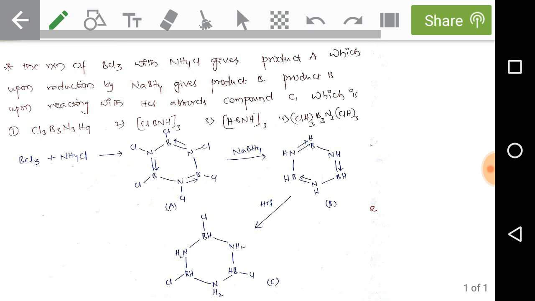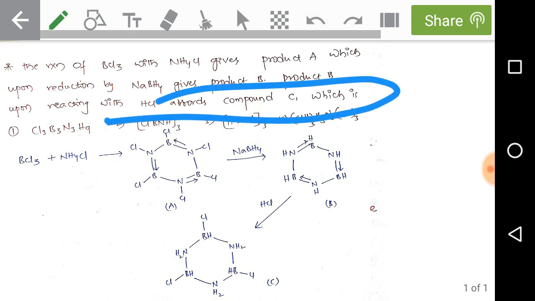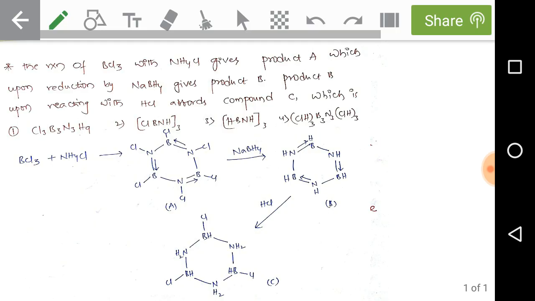Next one: the reaction of BCl3 with ammonium chloride gives product A, which upon reduction by sodium borohydride gives product B. Product B upon reacting with HCl affords compound C. In the first step, whenever boron trichloride reacts with ammonium chloride, it forms inorganic benzene, with substitution of chlorines on each atom, that means boron and nitrogen. Just observe the structure here, that is compound A.